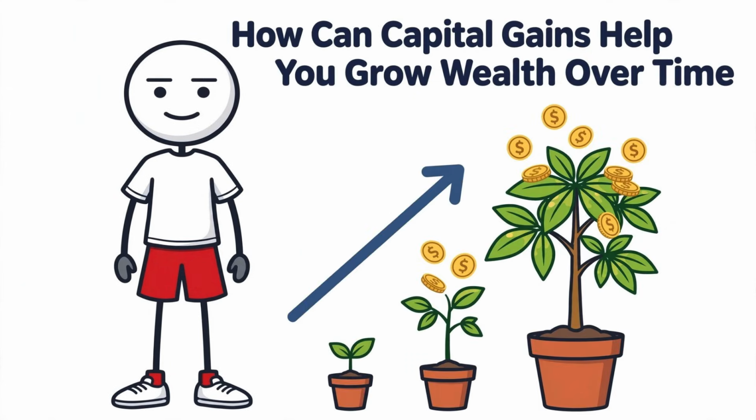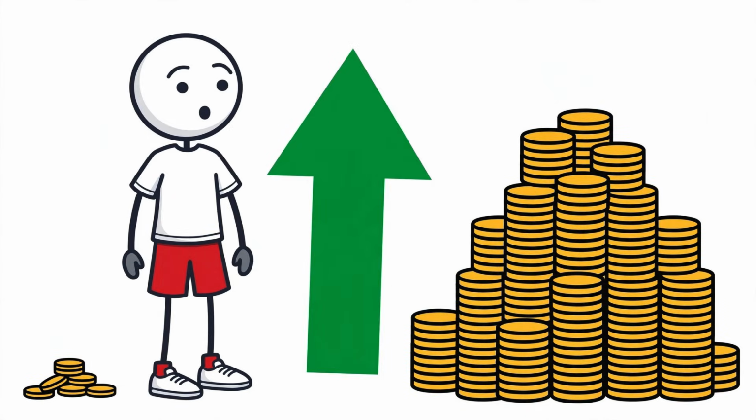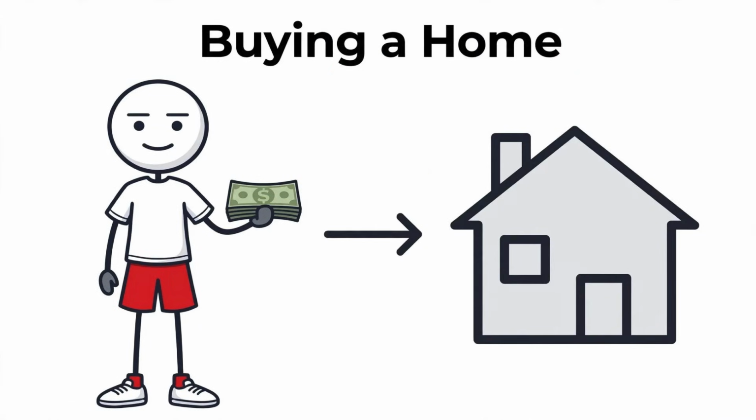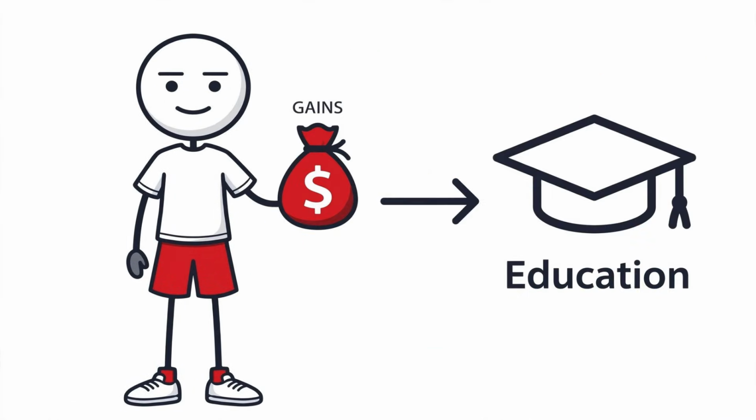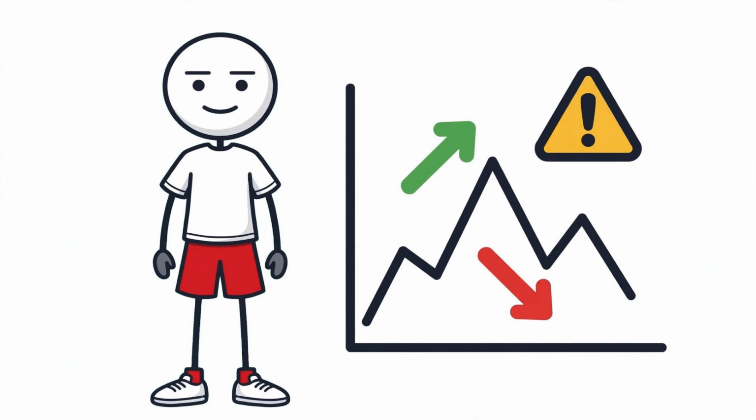How can capital gains help you financially? Capital gains can help you grow your wealth over time. For example, you invest money in stocks or funds. If those investments increase in value over many years, your investment could become much larger. You could eventually use that money for things like buying a home, retirement, education, building savings, reaching financial independence. However, capital gains are not guaranteed. Investments can lose value too.